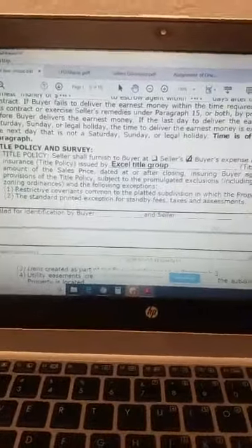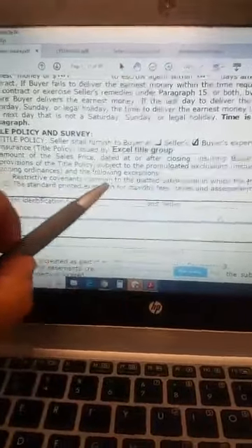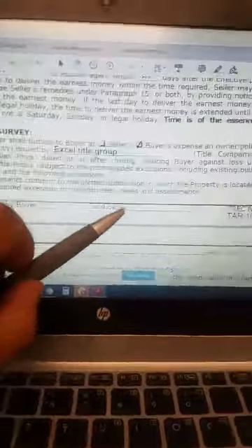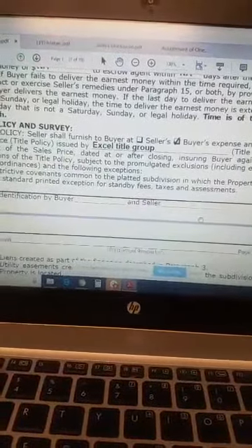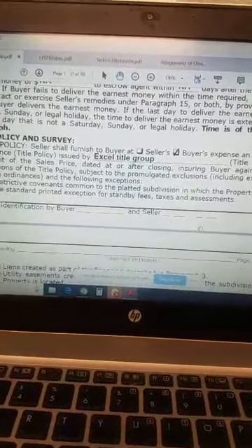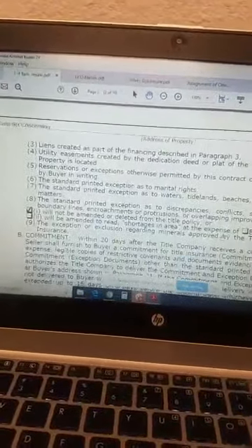This is page 1. Make sure the seller initials every page right here. You would initial this after they initial. First, the seller initials. All right, guys? All right, awesome. Going on to the second page.